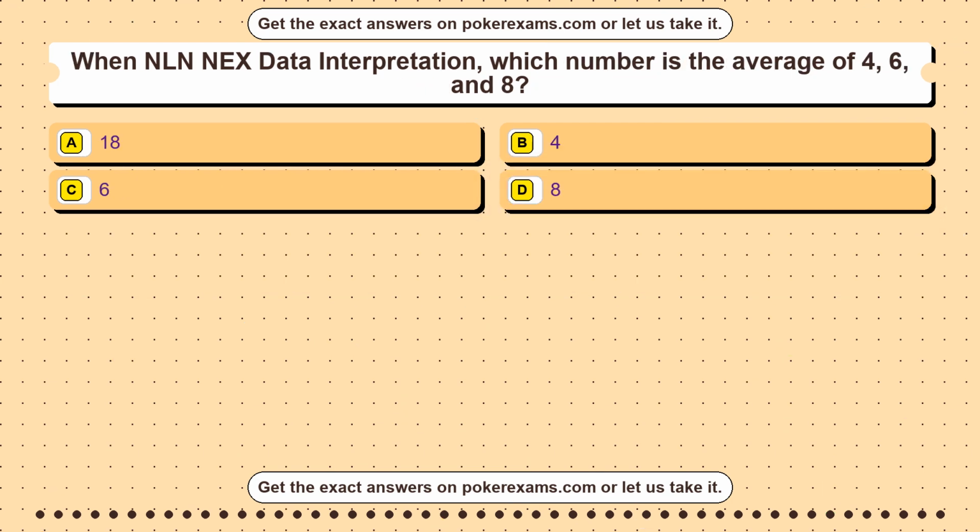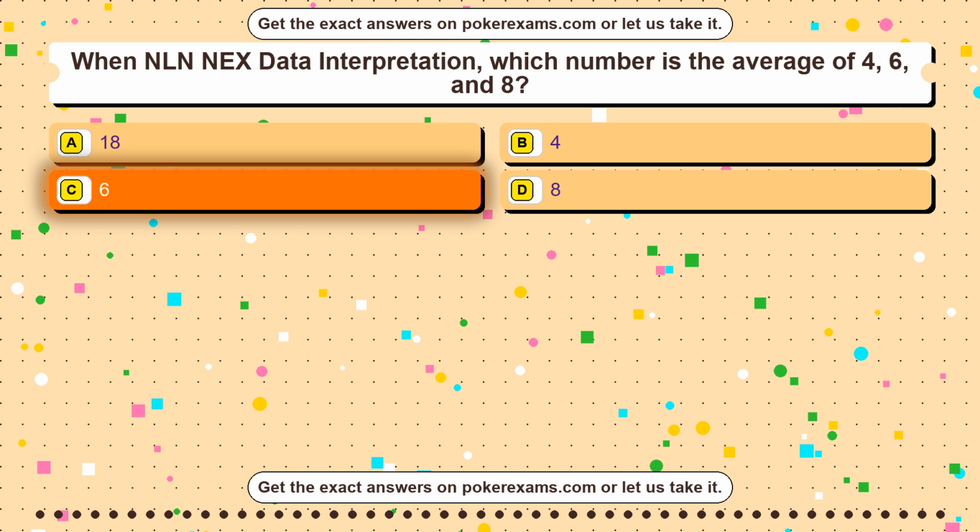Question 39. In NLN NEX Data Interpretation, which number is the average of 4, 6, and 8? Option A, 18. Option B, 4. Option C, 6. Option D, 8. The correct answer is option C.